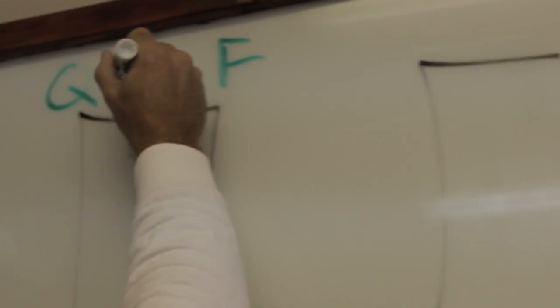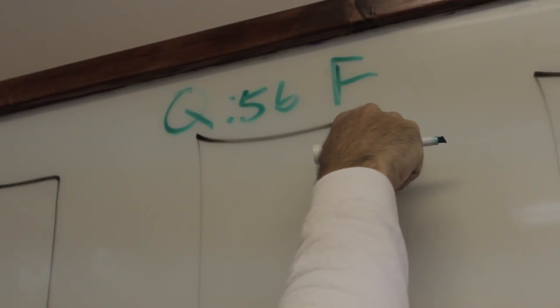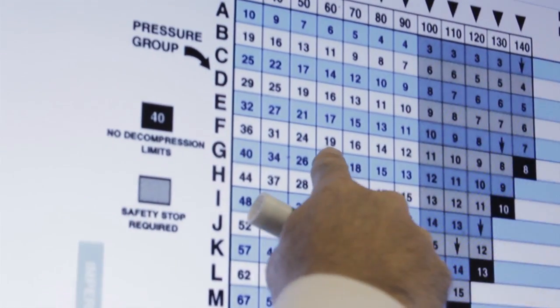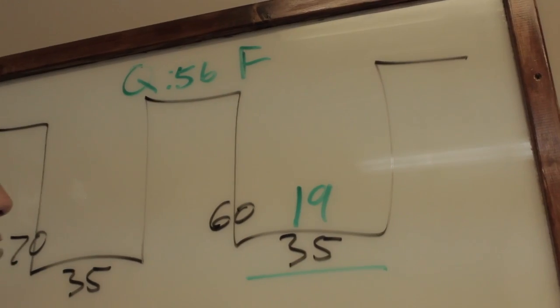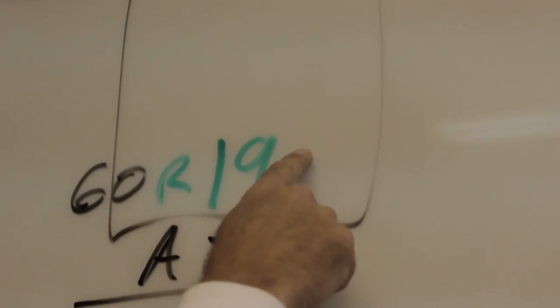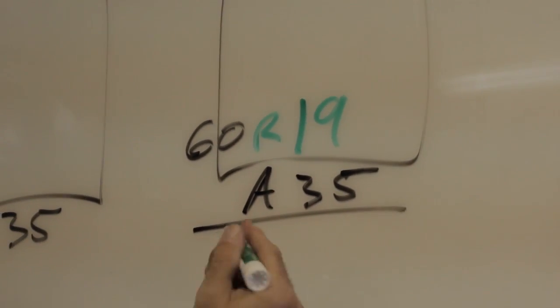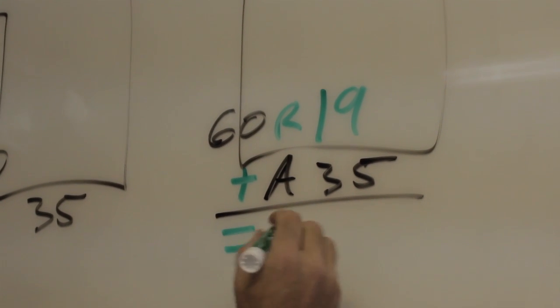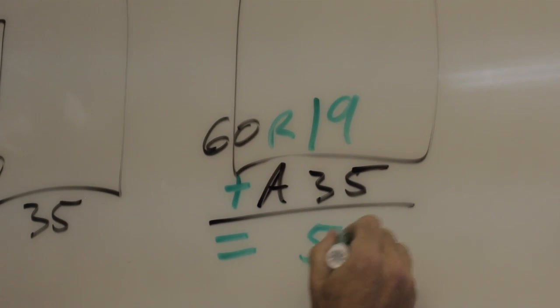So let's do it. I was at Q, stayed out of the water for how long was it? Q to F, 56 minutes. As an F, I have residual nitrogen in me at 60 feet, and F at 60 feet has 19 minutes of residual. We can add those 2 up. There's a residual of 19 plus an actual of 35 is equal to a total of 54.